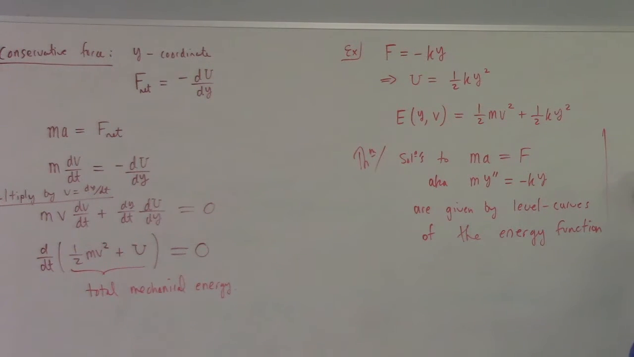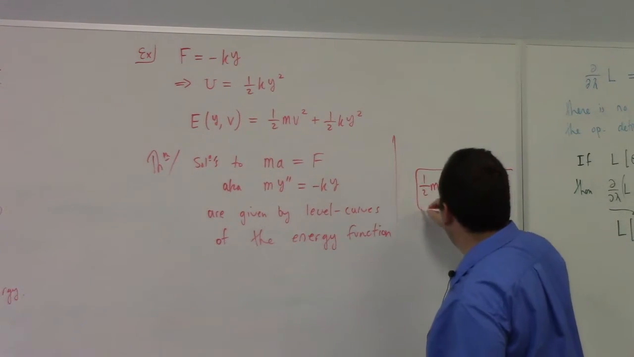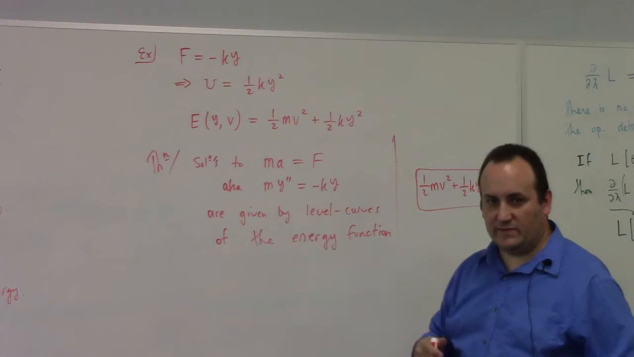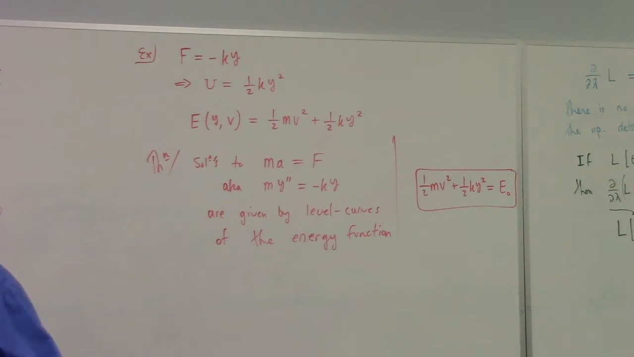In other words, I can look at 1/2 mv squared plus 1/2 ky squared equal to, say, E naught. And that, in some regard, describes the solution to this differential equation. Now, it's not a solution, I haven't found y, right? So what kind of solution is this? It's a really different thing, right?